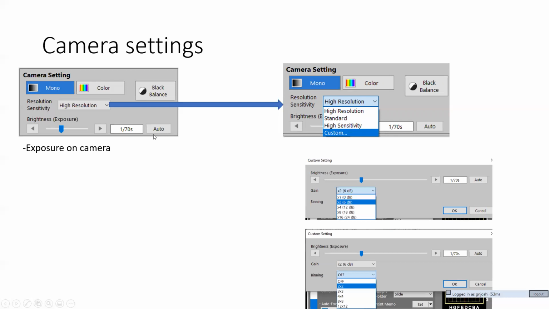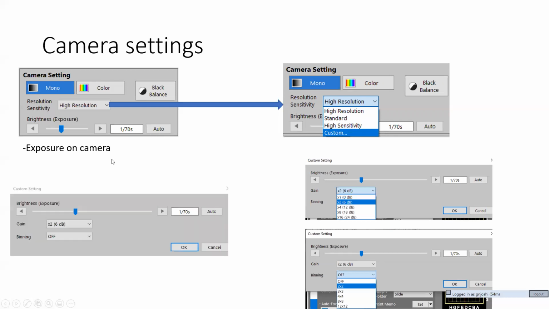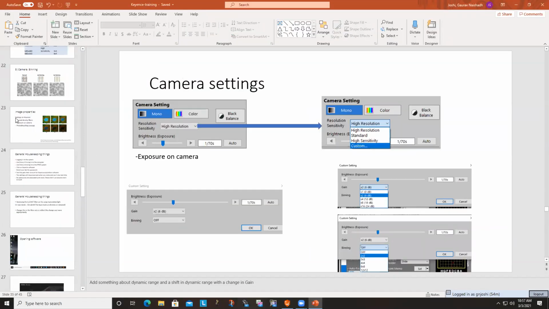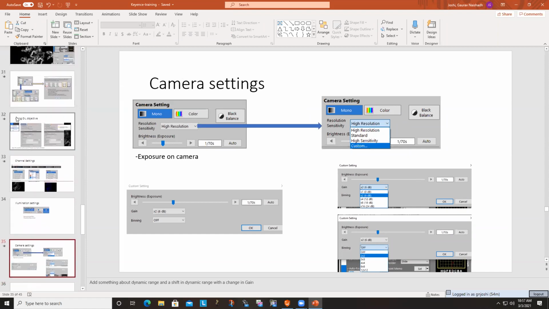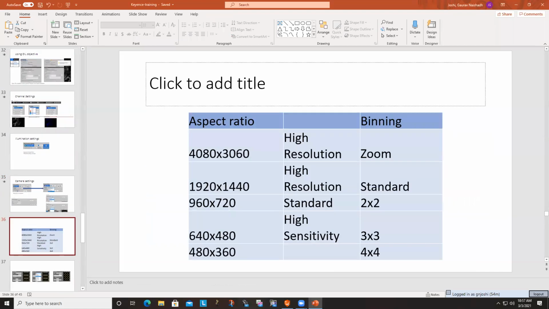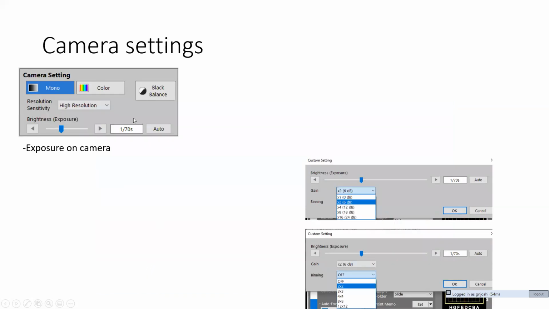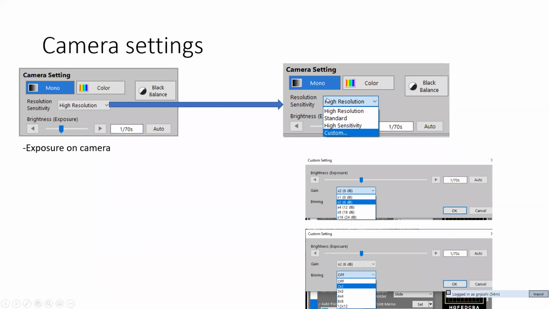So what that really means is, let me just, what that really means is, okay, I have the next slide. What that really means is you are acquiring something at 1920 by 1440, 960 by 720, 640 by 480. So that's what these words mean, which is high resolution, standard and so on.